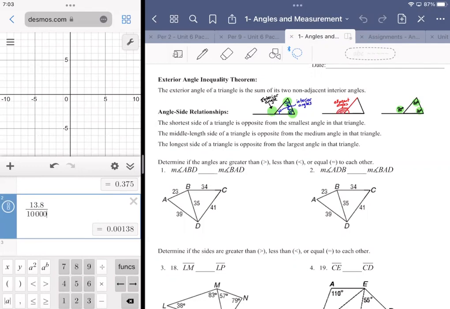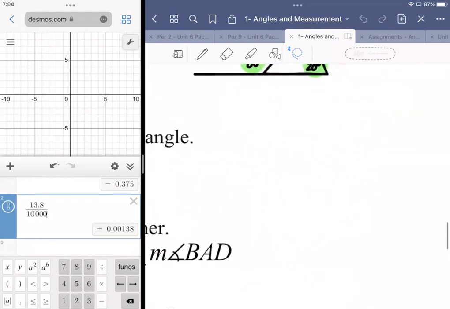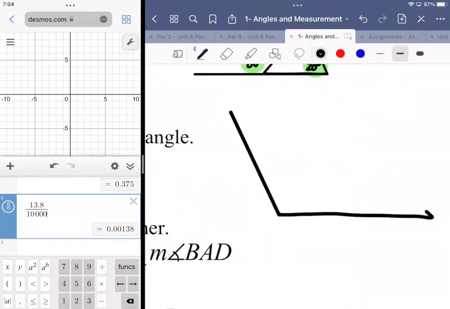The shortest side of a triangle is opposite from the smallest angle in that triangle. The middle length side of a triangle is opposite from the medium angle in that triangle, and the longest side is opposite the largest angle in the triangle. Right? So I'll just draw a quick diagram off on the side. Let's say I'll do an obtuse triangle here.